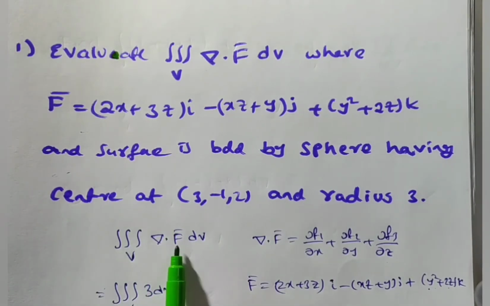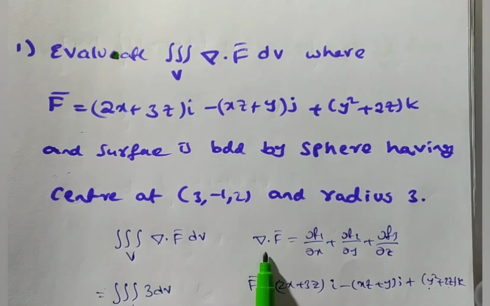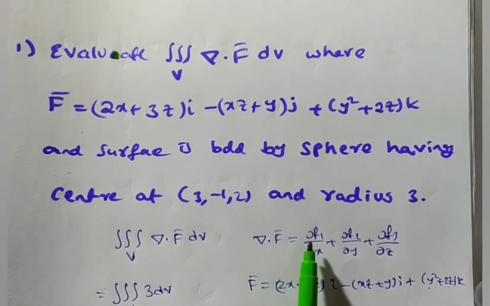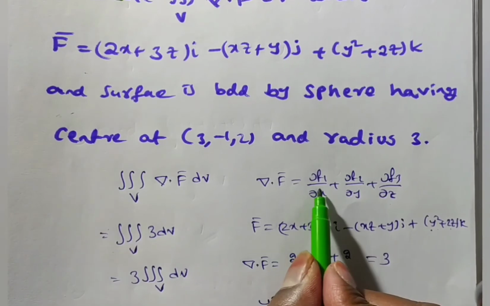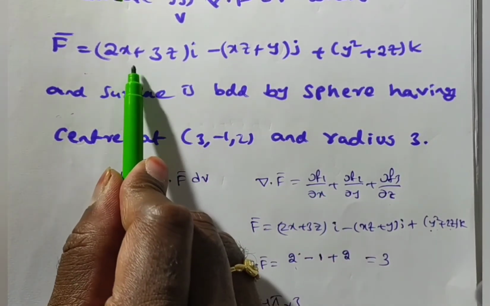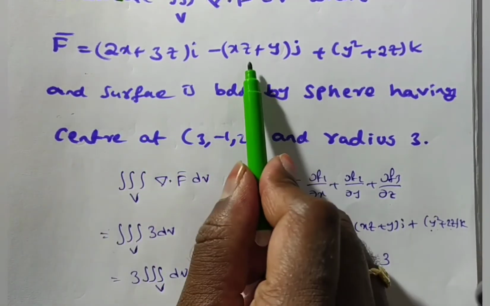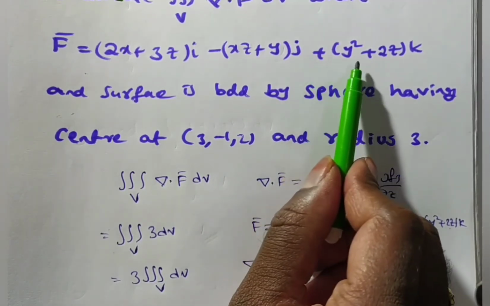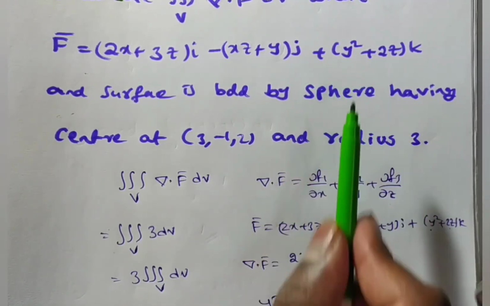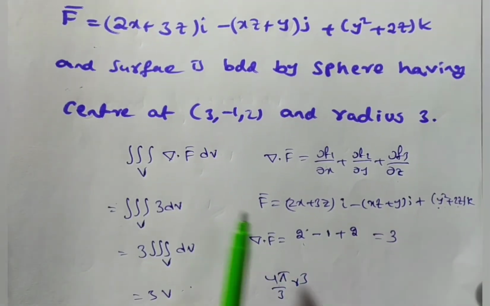So first observe, are they given f bar or not? Yes, they are given f bar. Now what you need to find? Del dot f bar, which is nothing but the divergence. So the formula is dou f1 by dou x plus dou f2 by dou y plus dou f3 by dou z. With respect to x, f1 gives 2. With respect to y, minus gives 1, so 2 minus 1, plus with respect to z gives 2. So 2 plus 2 is 4, 4 minus 1 is 3. So here del dot f bar is 3.